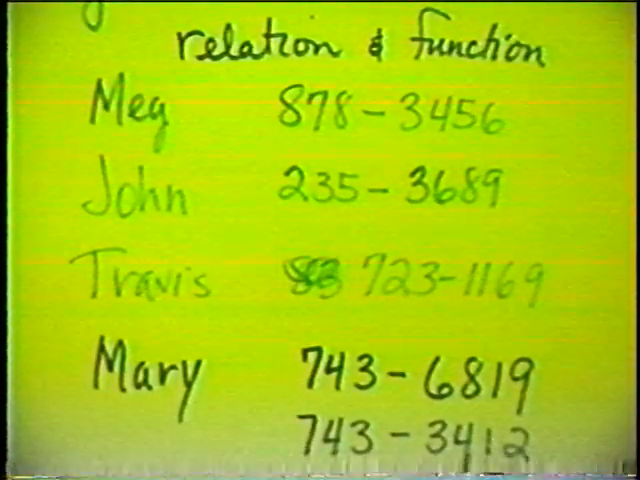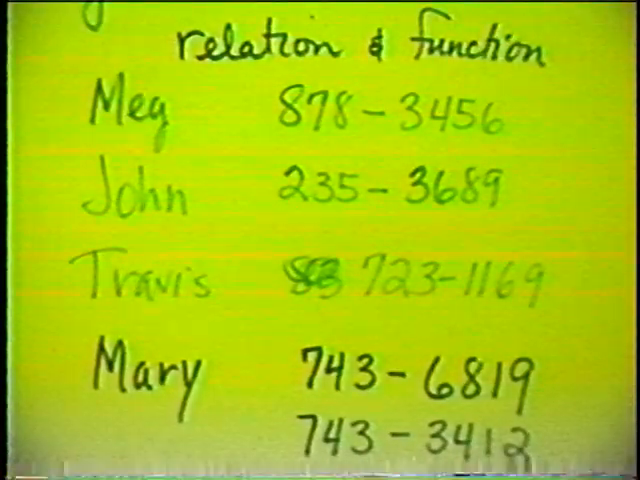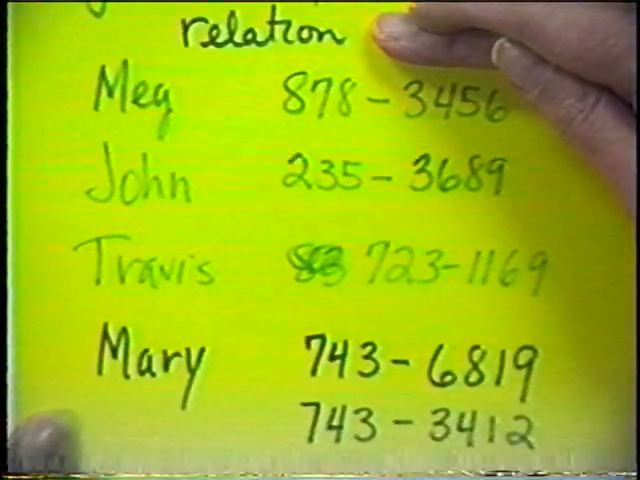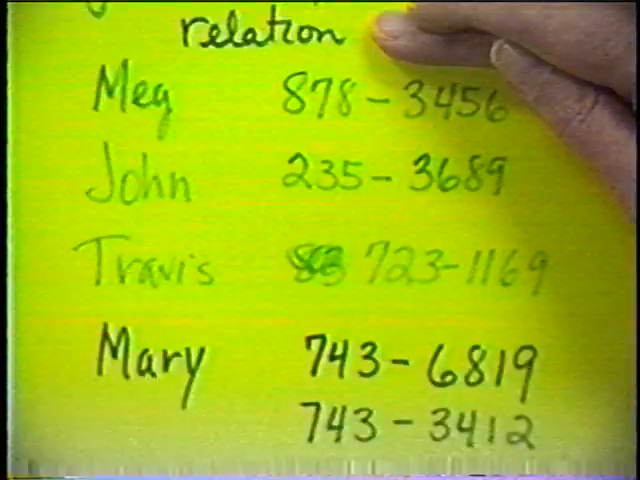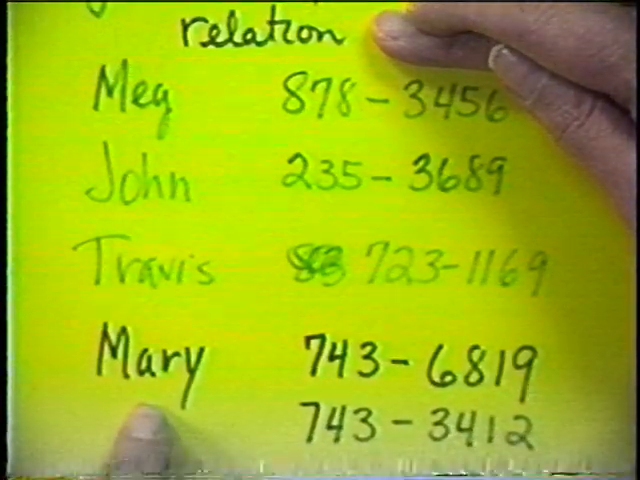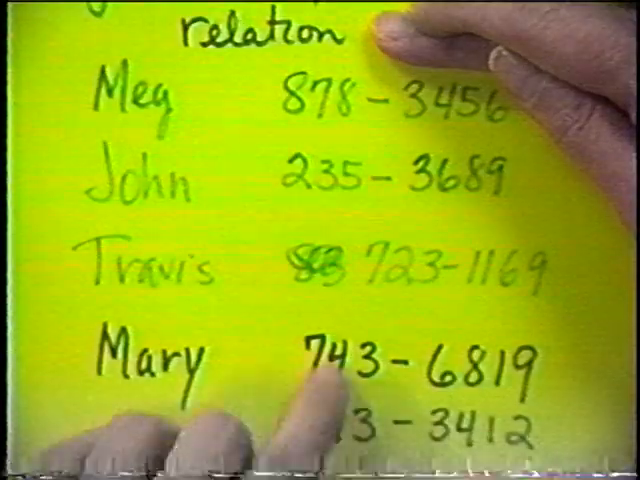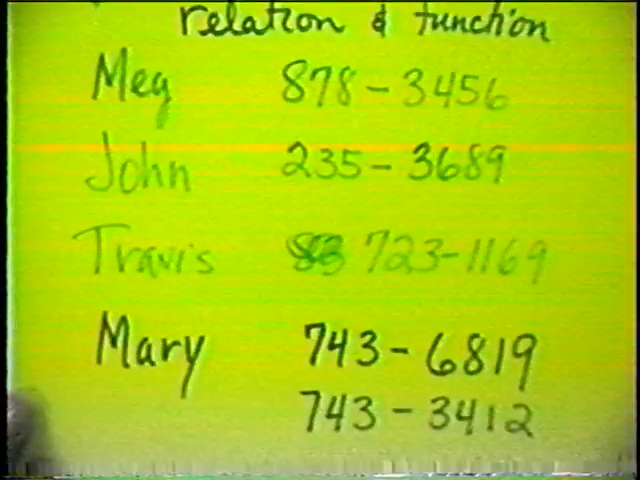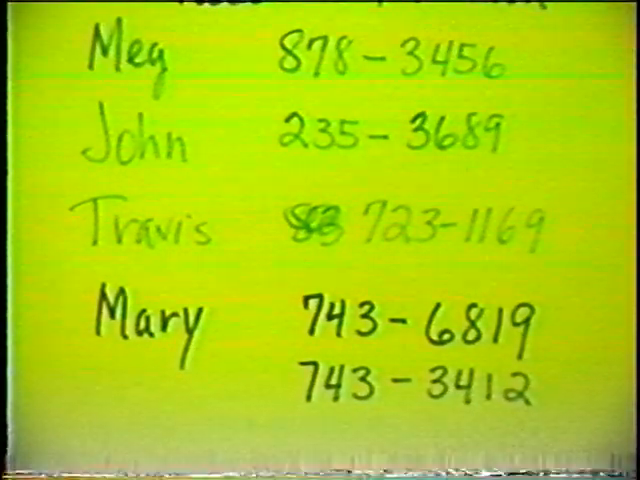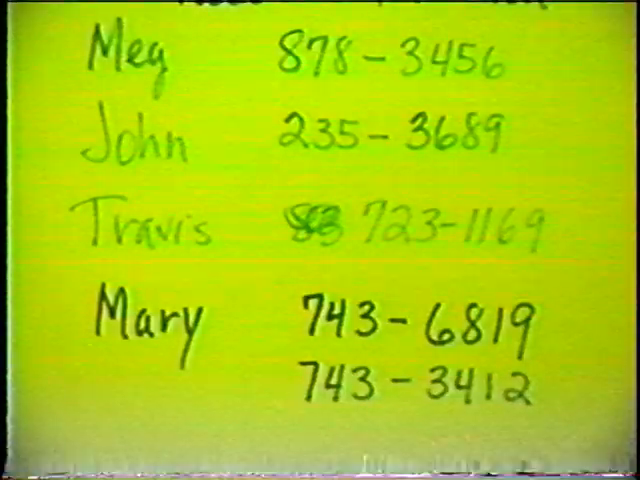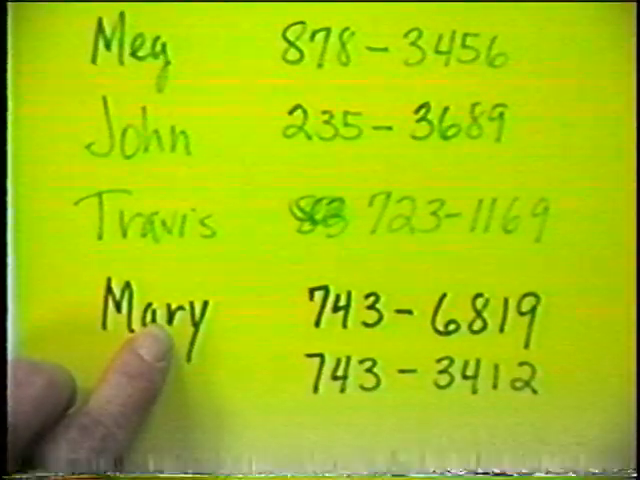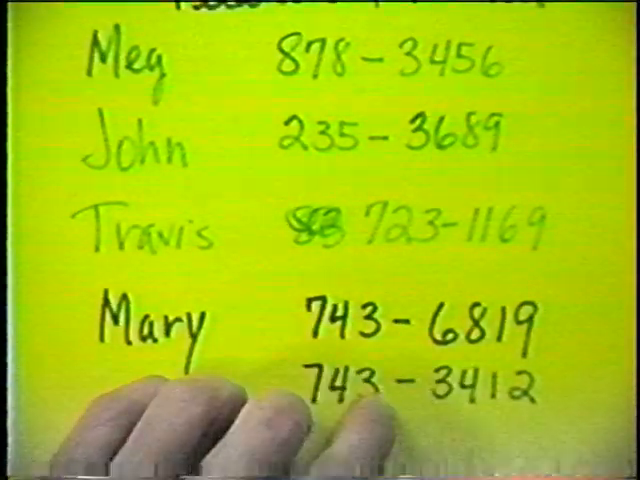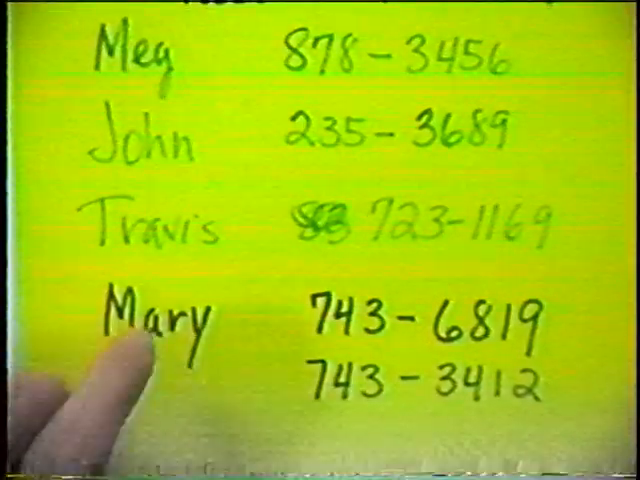For each x, there can be one and only one y. So this is not a function, because for Mary, she has 2 phone numbers. Now, it would still be a function if we switch it. If this is our x or domain, there can't be 2 range values, or 2 y values, for one of them.